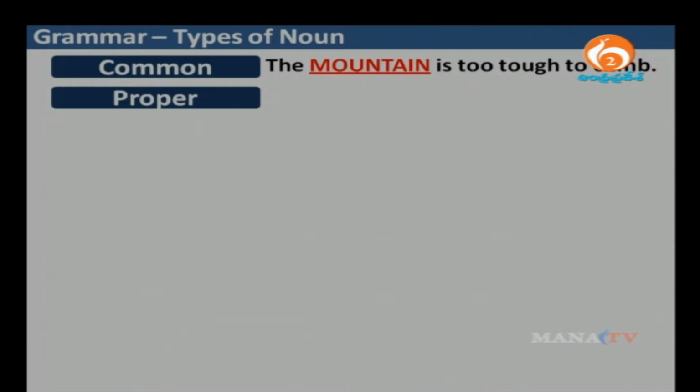All right. So we began with noun. Let's understand what noun is, or what the types of noun are. So we have any name, place, animal, thing. We used to play that game. That's a noun. So there are common nouns. For example, the mountain is too high, too tough to climb. Then we have proper noun. Proper noun, for example, New Delhi is a capital city.